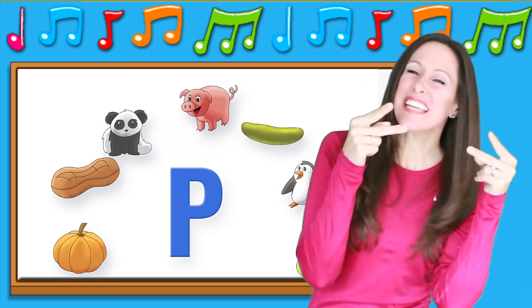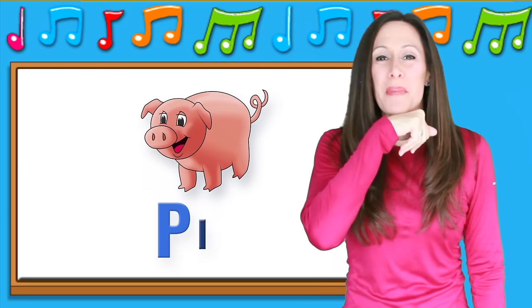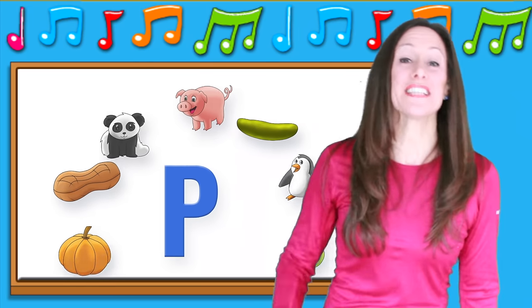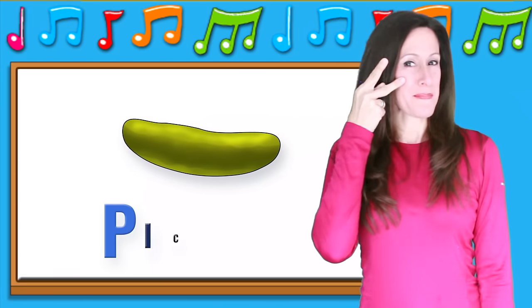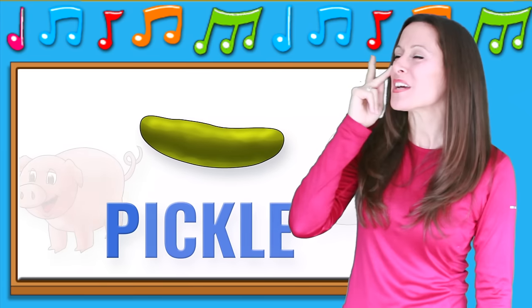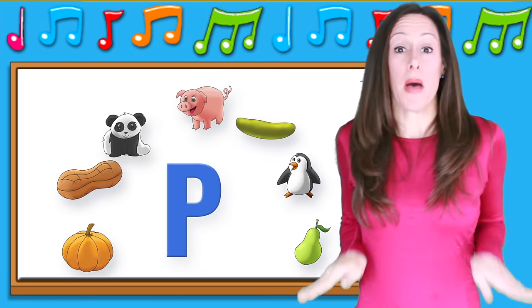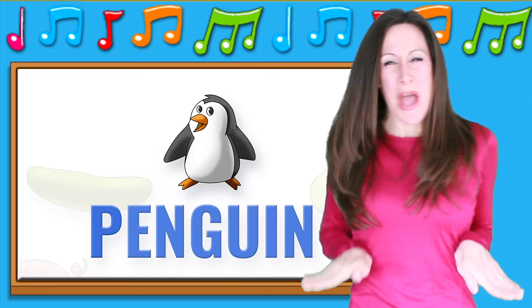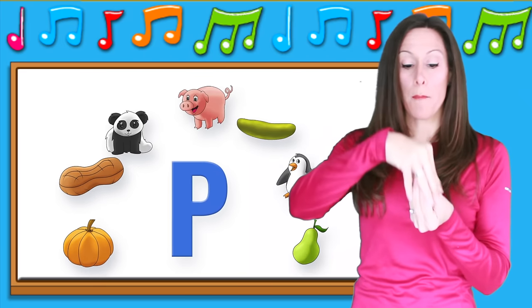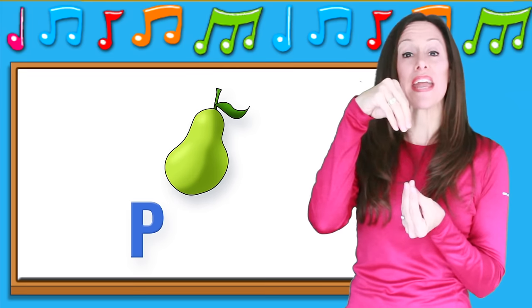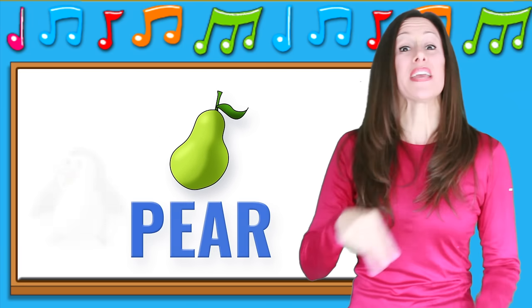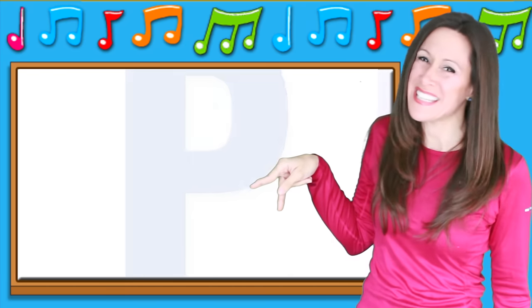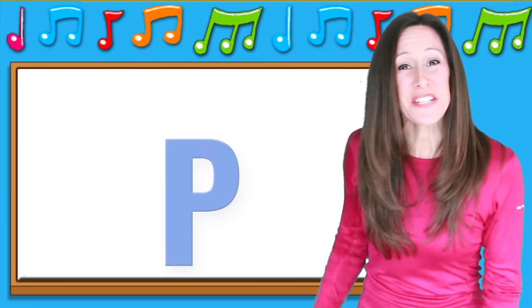P is for pig, pig. P is for pickle, pickle, pickle. P is for penguin, penguin. P is for pear, pear, pear. P is for pea. Good job!